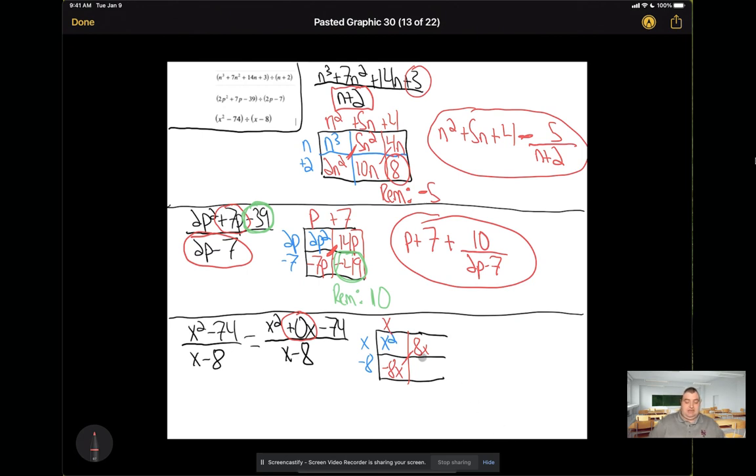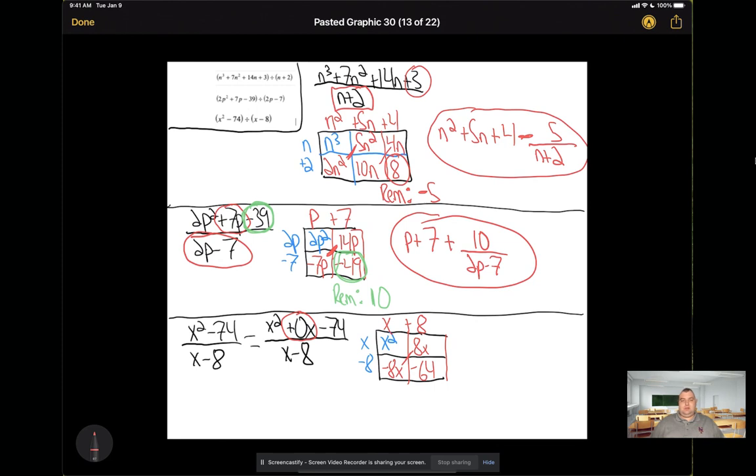Now let's do the second column. X times what is equal to 8x? So it's going to be x times 8. X times 8 is equal to 8x. And then if I finish out the column, I have negative 8 times positive 8. So that's going to be a negative 64. That is a constant term, so I know I'm done at that point.